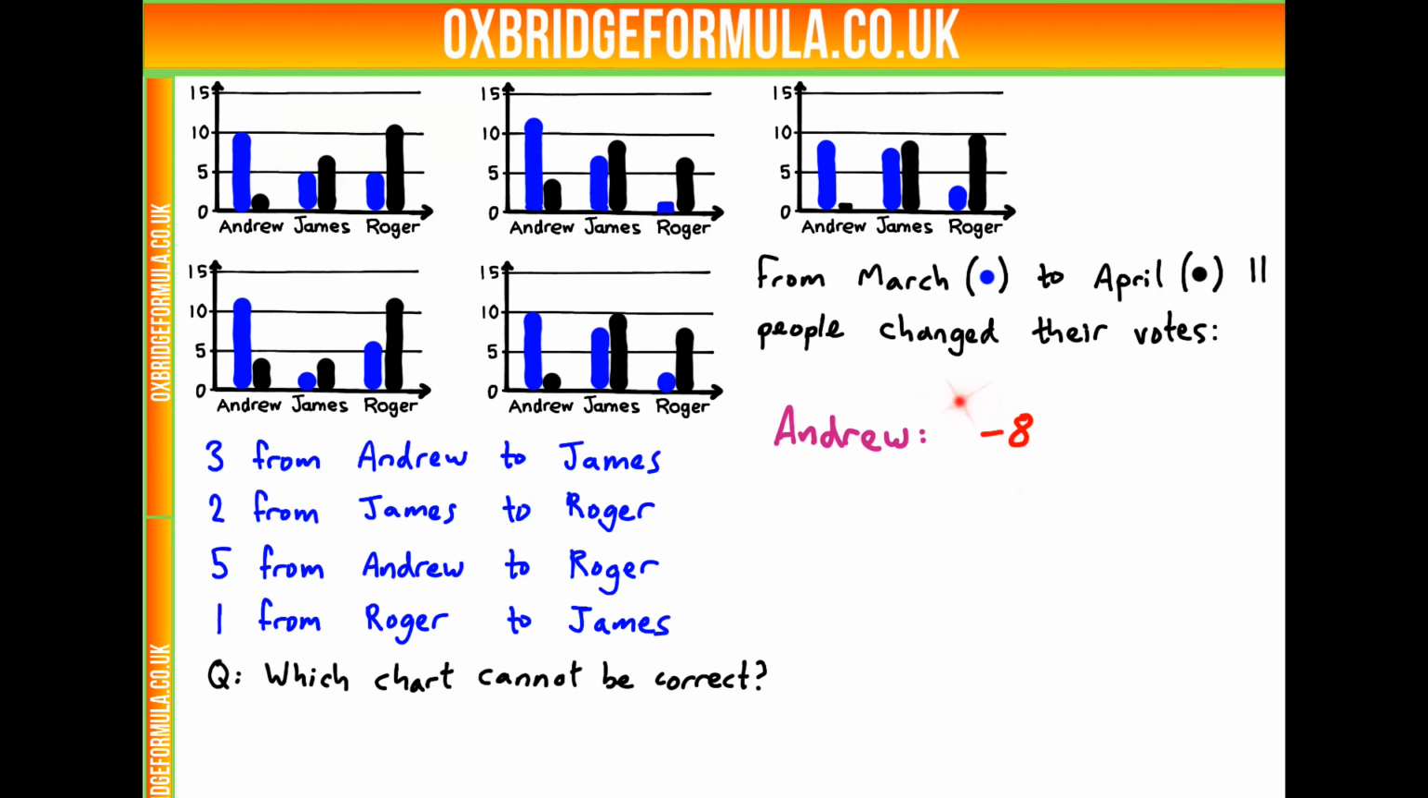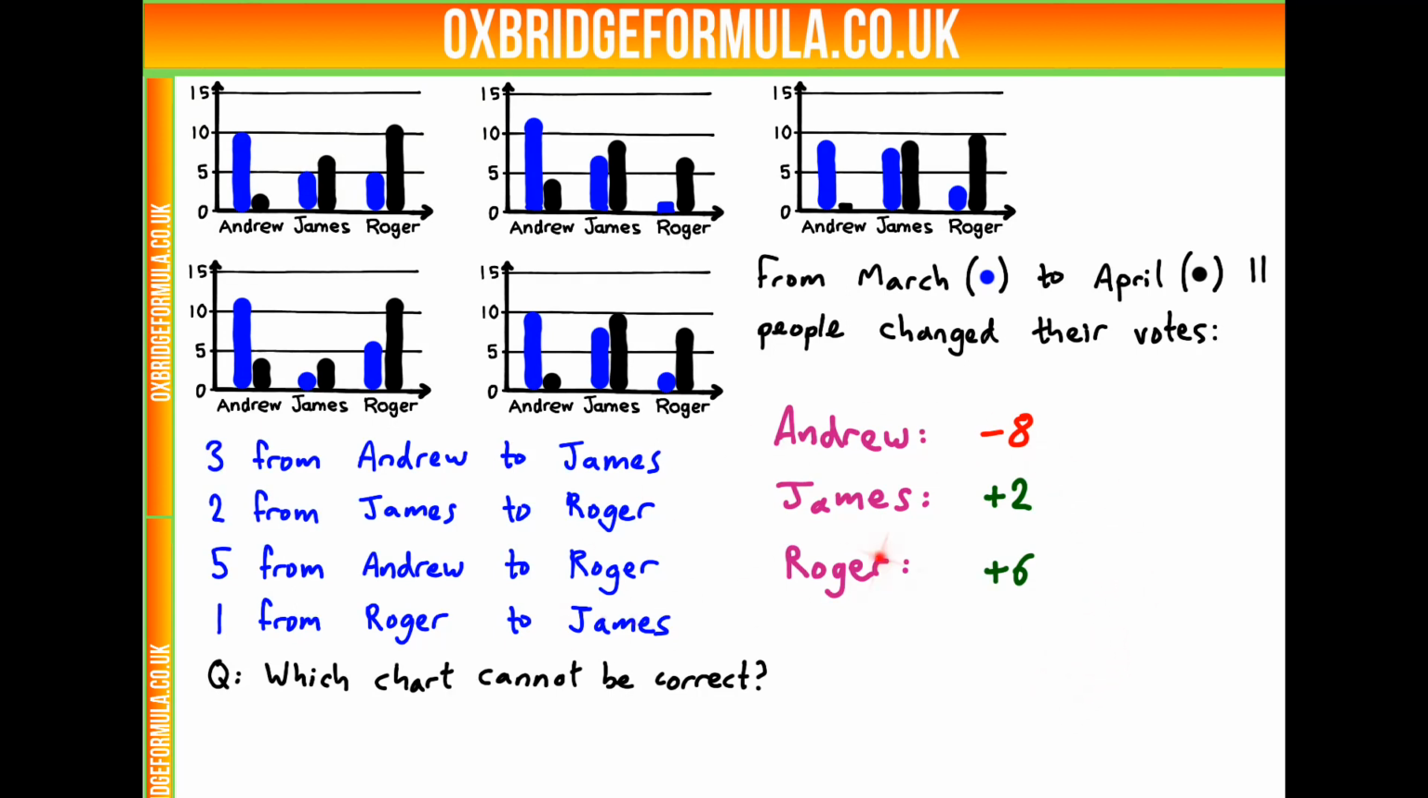Then if we do something similar for the next name, so for James, what's the net change? He's gained 3 here, he's lost 2 there, and he's gained 1 here. So that's a net change of +2. And then finally for Roger, what's his net change? He gained 2 here and 5 here, but he lost 1 here. So that's a net gain of 6. And this looks correct because this adds up to 0, which makes sense seeing as these are the only 3 candidates.